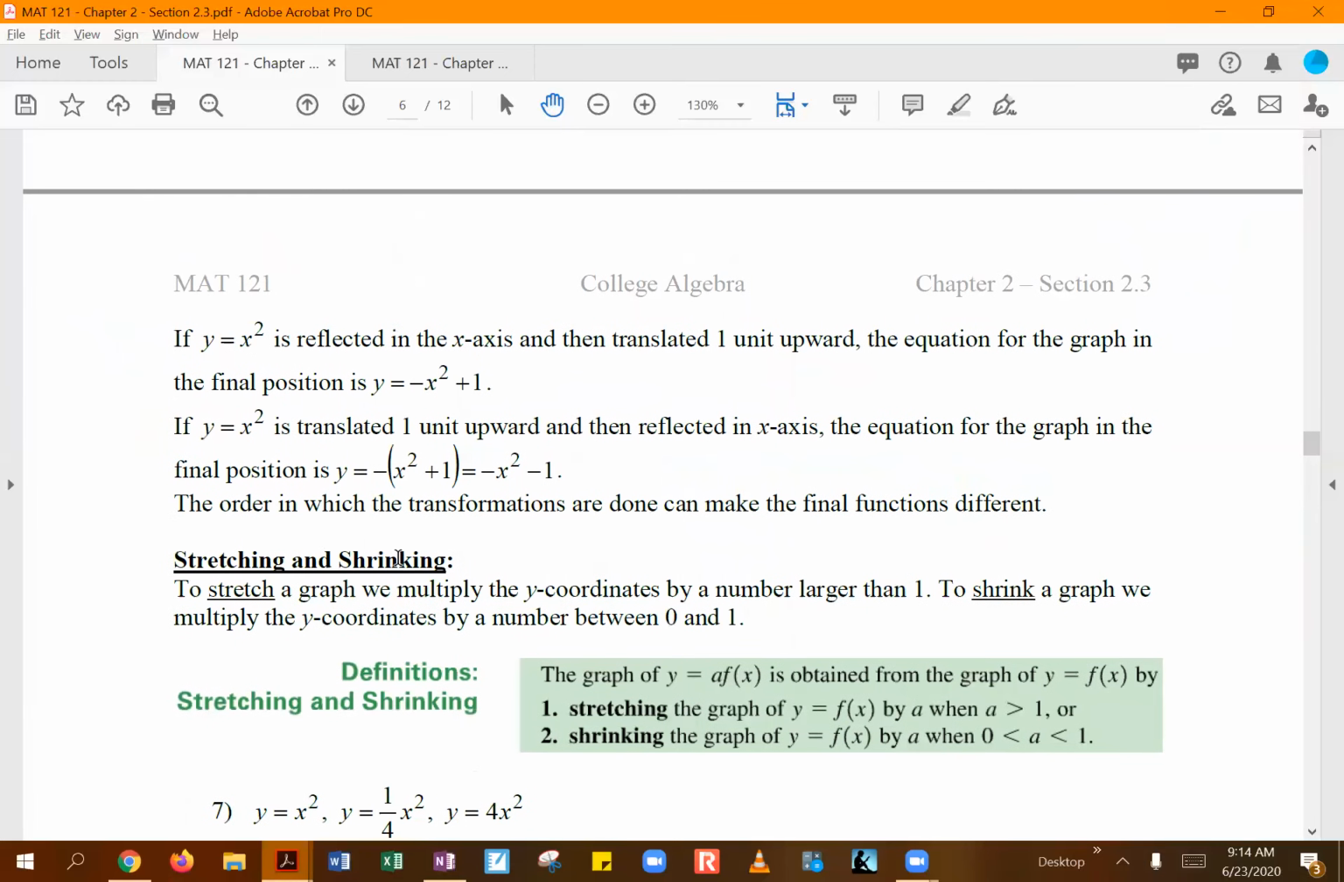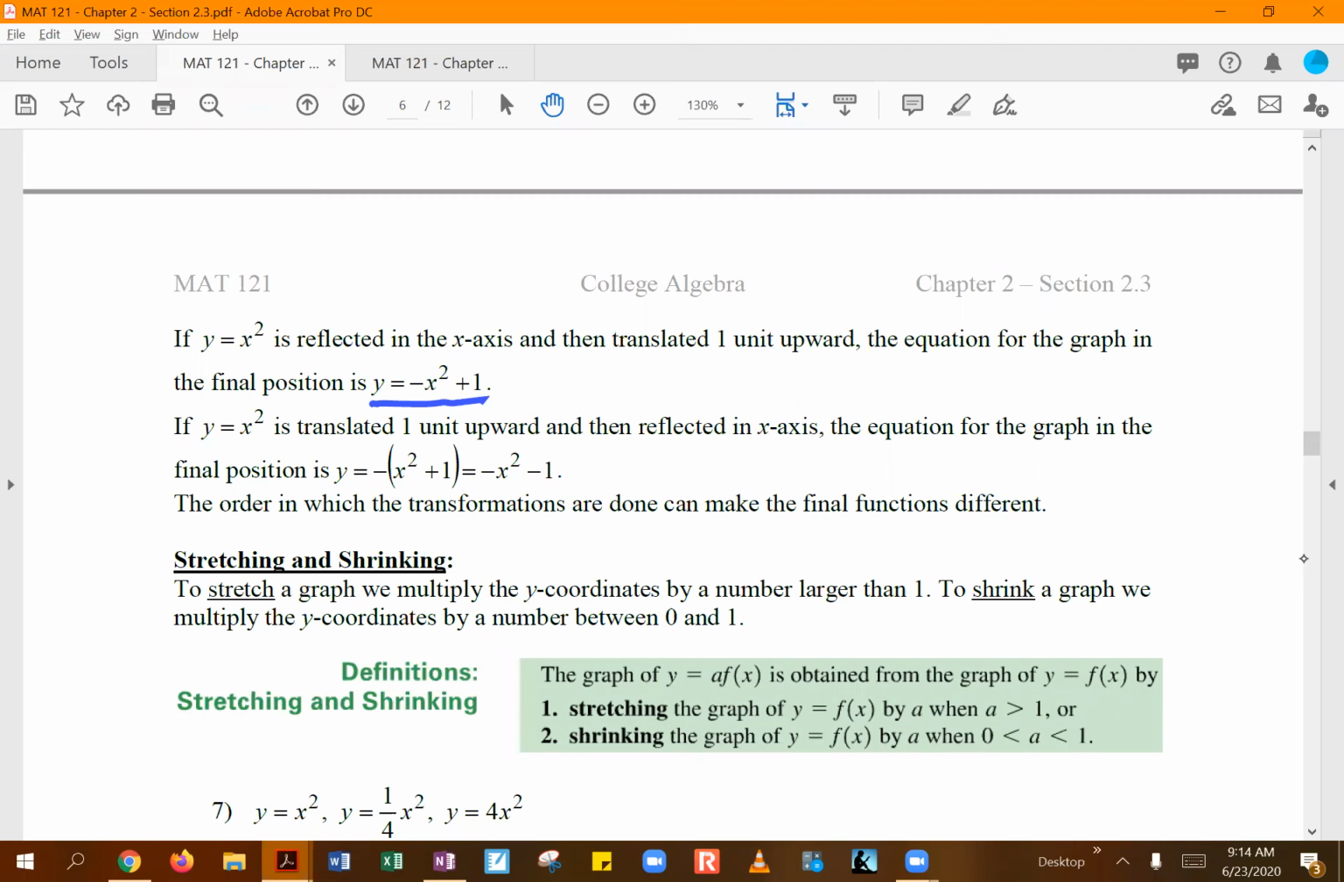Okay. All right, so we've looked at all the 3 different types of rigid transformations where the shape of your graph does not change. Now, what they're talking about here in this little paragraph is basically they're saying that if you are taking the y equals x squared function, which is your parabola, and you're reflecting it in the x-axis, and then moving it 1 unit upwards, the equation for this new function after the transformations will come out to be y equals negative x squared plus 1, because first we do the reflection and then we do the translation by moving it 1 unit up.